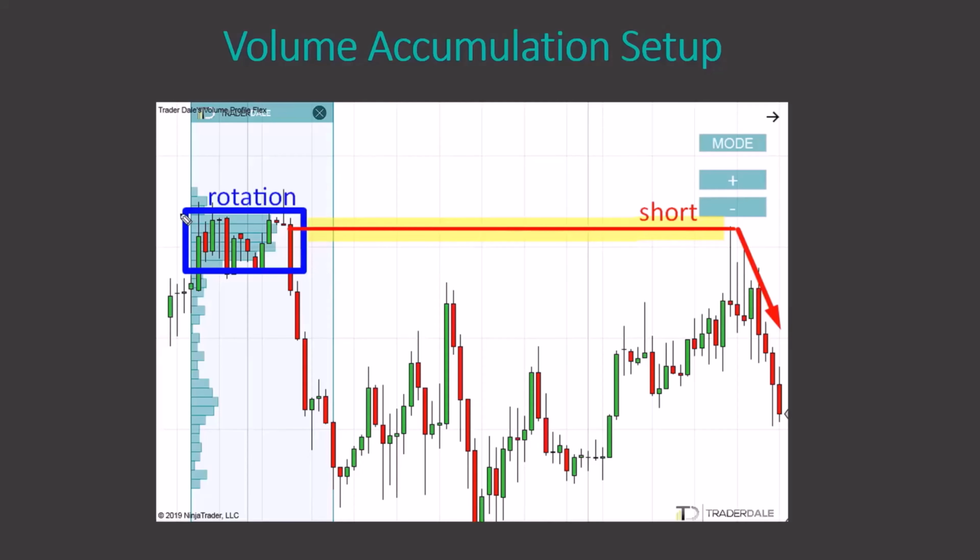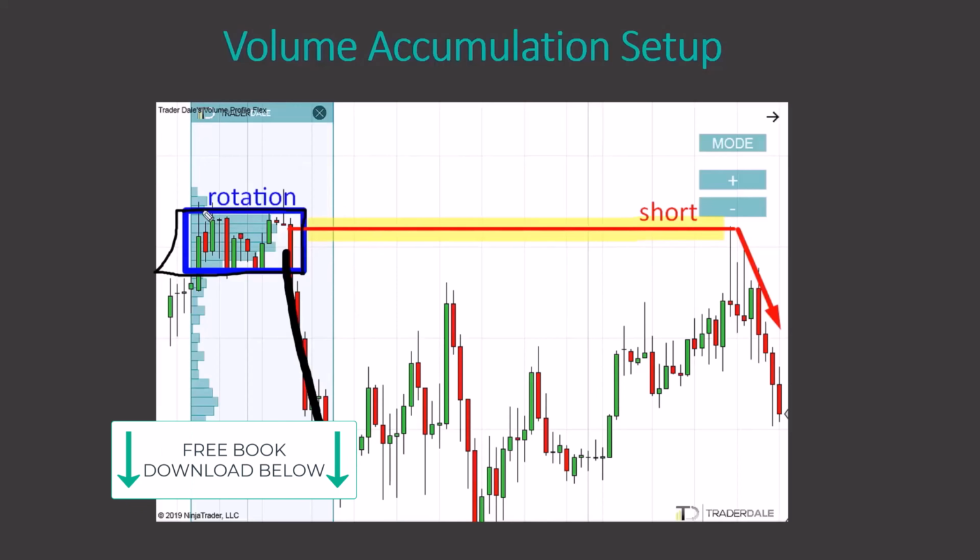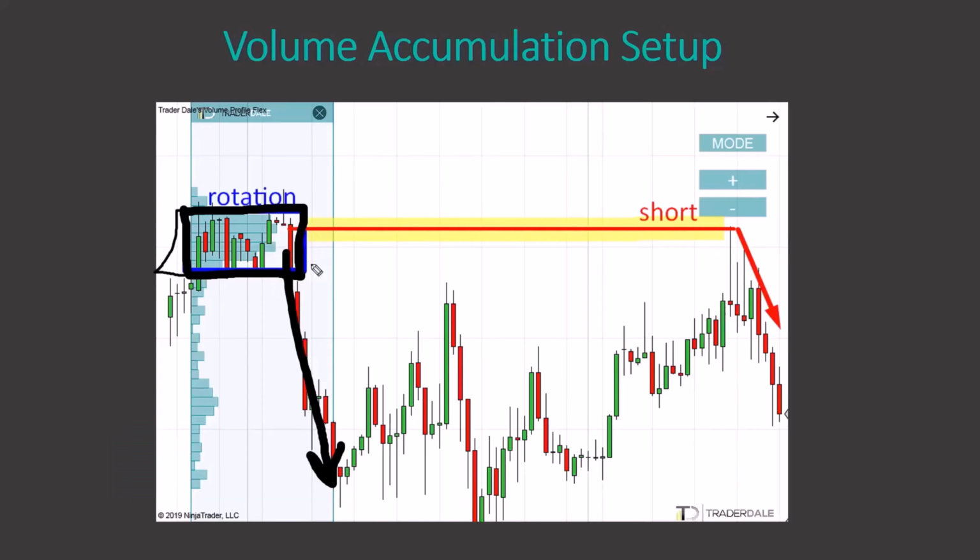In here, what you can see is a rotation followed by a strong trend. So what you do is you use the flexible volume profile to look into the rotation and see if there were heavy volumes there and how they were distributed there. The heaviest volumes in this zone were in here.